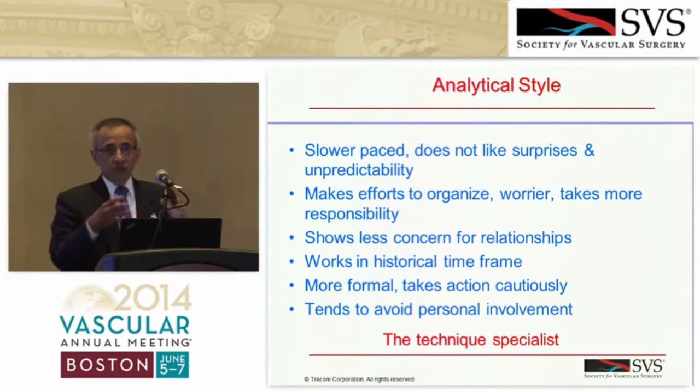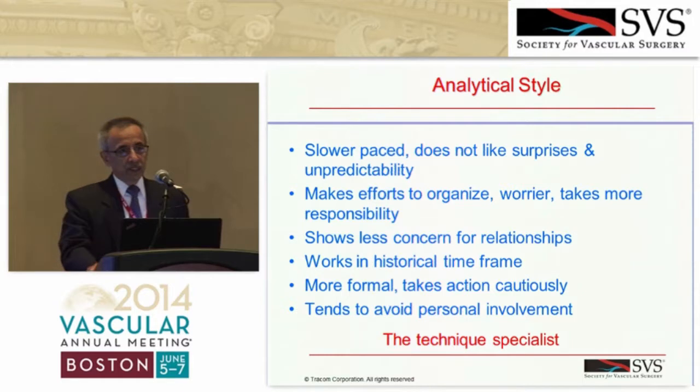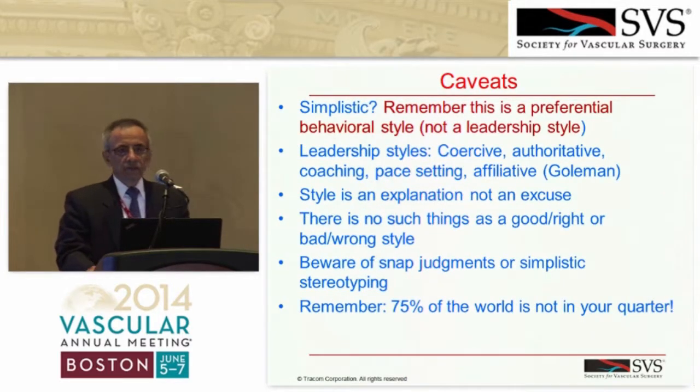But that's how the observable behavior is. They might think they're okay, but other people don't see them as liking relationships. They're more formal, very cautious in their actions, and personal involvement is generally avoided, kind of like to keep people at a distance. So they're more into technique and analytic stuff.